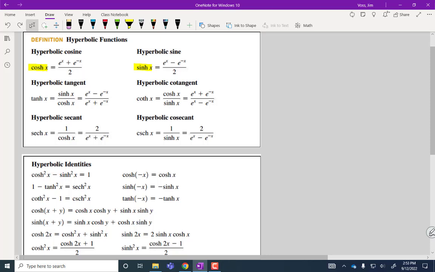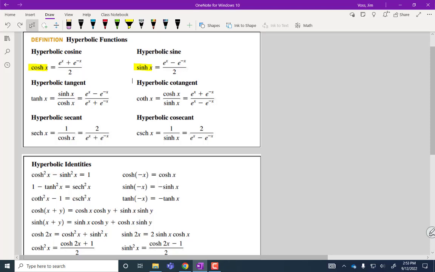Okay, so first off, cosh. It is an average of growth and decay. e to the x, exponential growth function. e to the minus x, exponential decay function. Add them together and average, you've just averaged growth and decay. So you can think of the cosh as the average of growth and decay, if you want. e to the x plus e to the minus x, divided by 2. Sinh is the difference of growth and decay divided by 2.